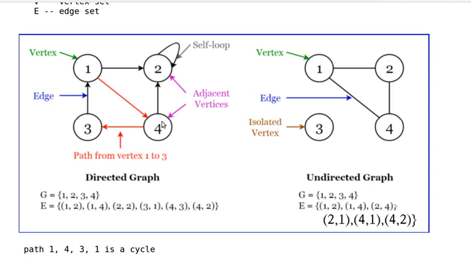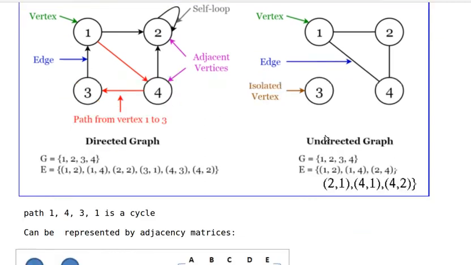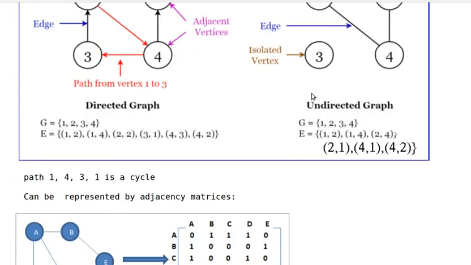This is an undirected graph. We use lines to represent edges. The vertex set has vertices 1, 2, 3, 4. (1,2) is an edge, so is (2,1). (1,4), (4,1), (2,4), and (4,2) are all edges. There is no edge from 3 to any other vertices. It is an isolated vertex.